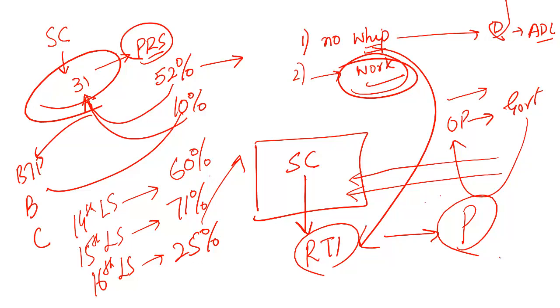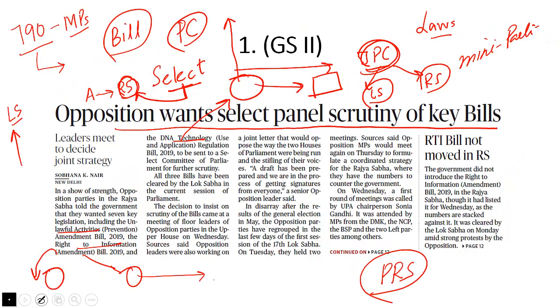Laws should be passed in this country, but not with the brute majority of the government, but through consensus, through debate, through discussion, through scrutiny. And that is why the opposition has come together and wants more and more bills to be referred to these parliamentary committees, select committees, joint parliamentary committees, so that at the end of the day, the law is passed, but with clarity, with purpose, and with thought.